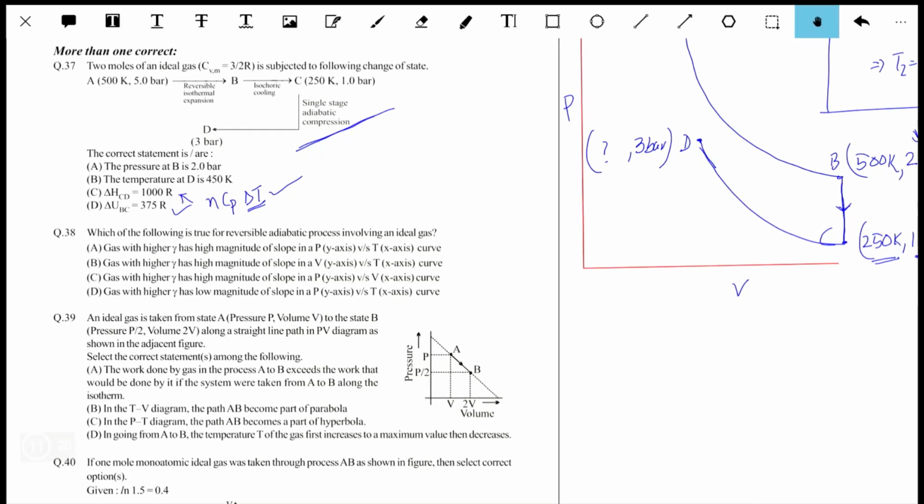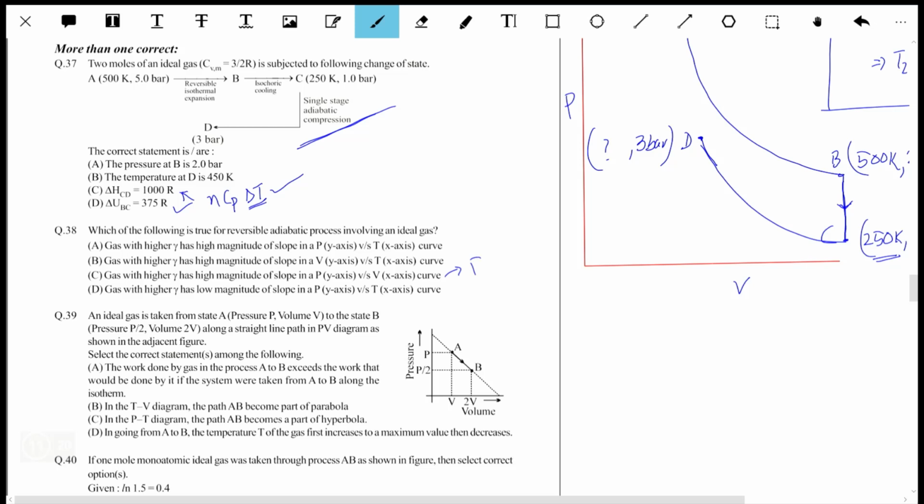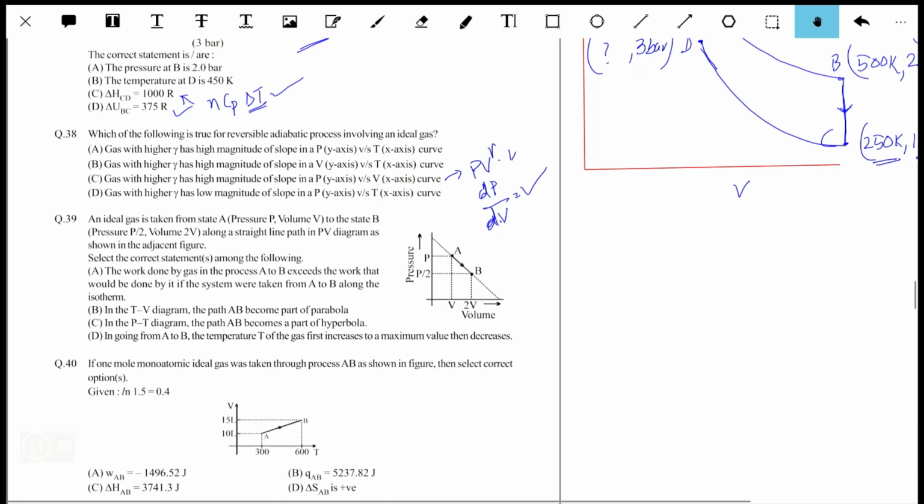Okay. Now the next doubt is question number 38. In question 38, you need to evaluate the slope of curves. For that, you just need to write the equations, right? PV to the power gamma is equal to constant, for example, for C, and differentiate it so that you get a value of dP by dV. The value of dP by dV will give you the slope in this case. Okay, the next question is question 39.